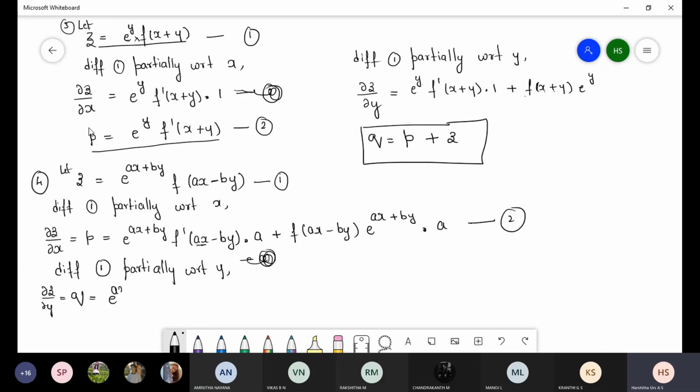Again, I take e power ax plus by as a constant. Differentiation of f of ax minus by is f dash of ax minus by into differentiation of minus by, which is minus b, plus I write f of ax minus by as a constant term. Differentiation of e power ax plus by is e power ax plus by into differentiation of by, which is b. Call this one as equation 3.